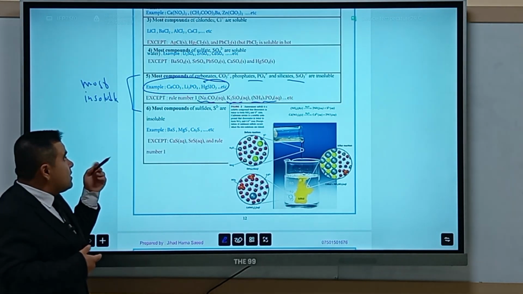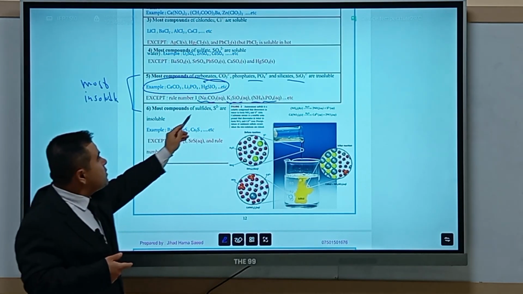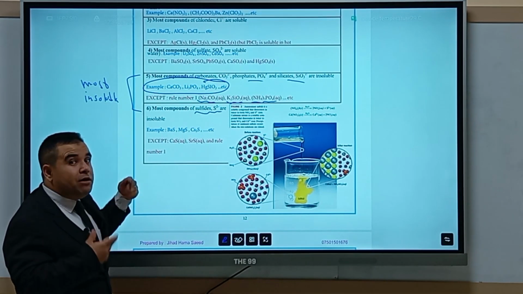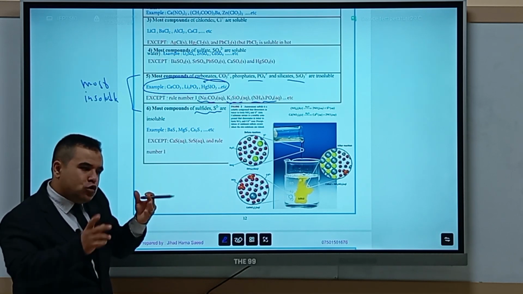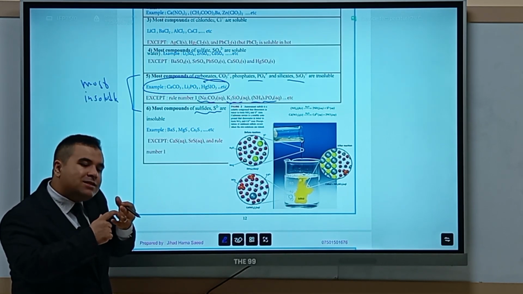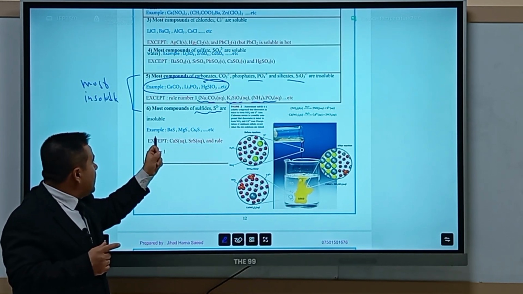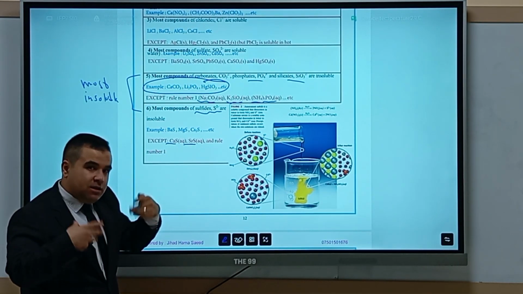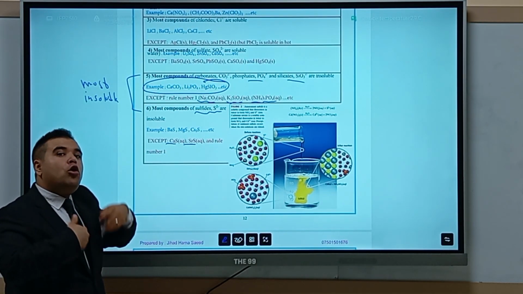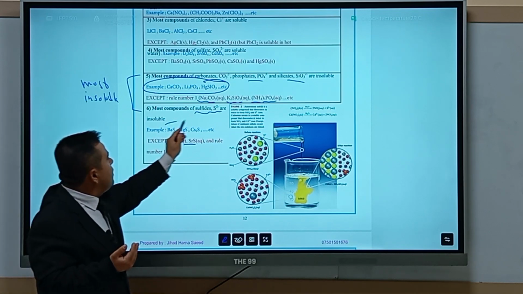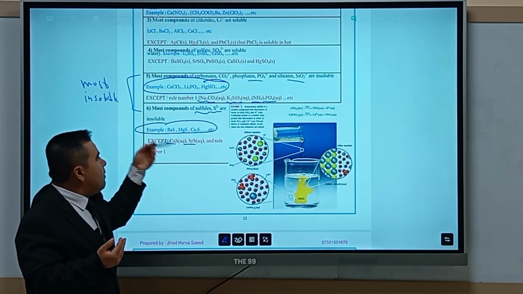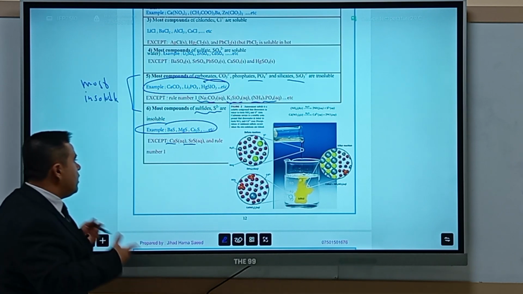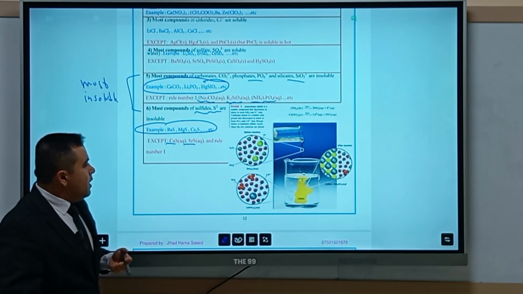Rule number 6: most sulfides are insoluble, except with 5 ions. Rule number 1, and calcium and strontium. Calcium, strontium, sodium, potassium, and ammonium are all soluble, but the others are insoluble. Barium sulfide, magnesium sulfide, and cesium sulfide are all insoluble.